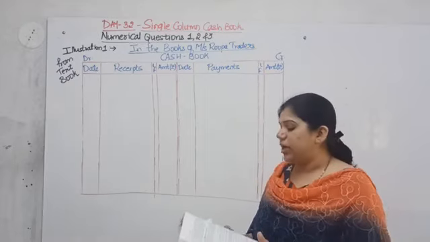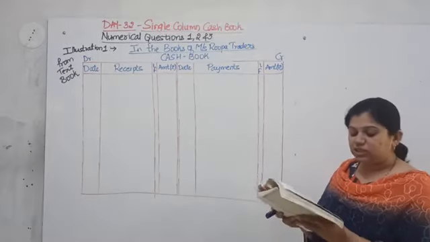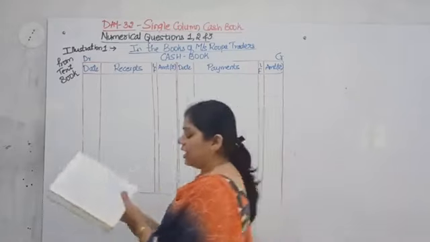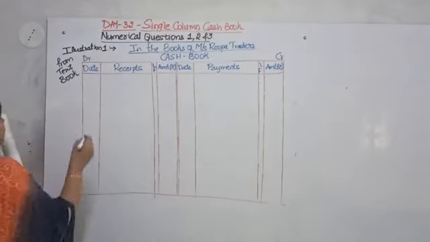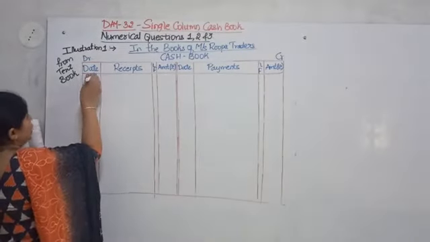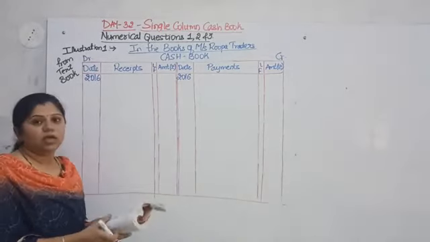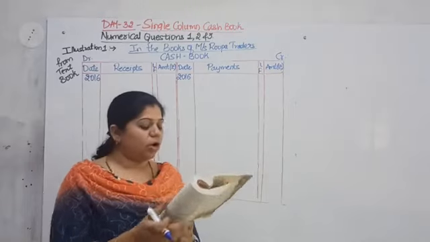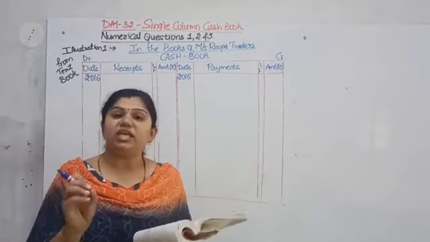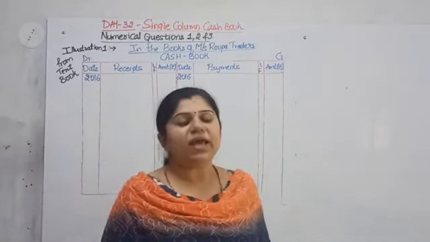Okay, so yes, let us start one by one transactions. Look at the date: the month is November and the year is 2016. So on both the sides write down 2016. Date wise, let us go on recording. The very first item given is cash in hand. What do you mean by cash in hand?